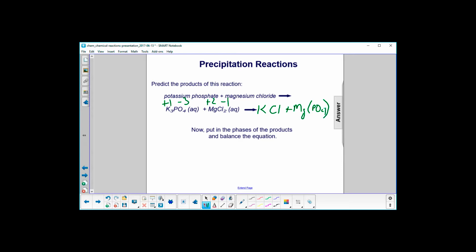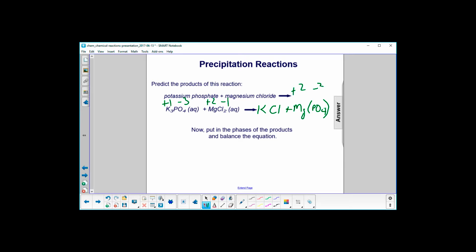This is not good yet, but let's check it out. Let's see, potassium is +1, chlorine is -1. All right, so that's good. That's a real compound. Now magnesium and phosphate. Magnesium is +2 and phosphate is -3.